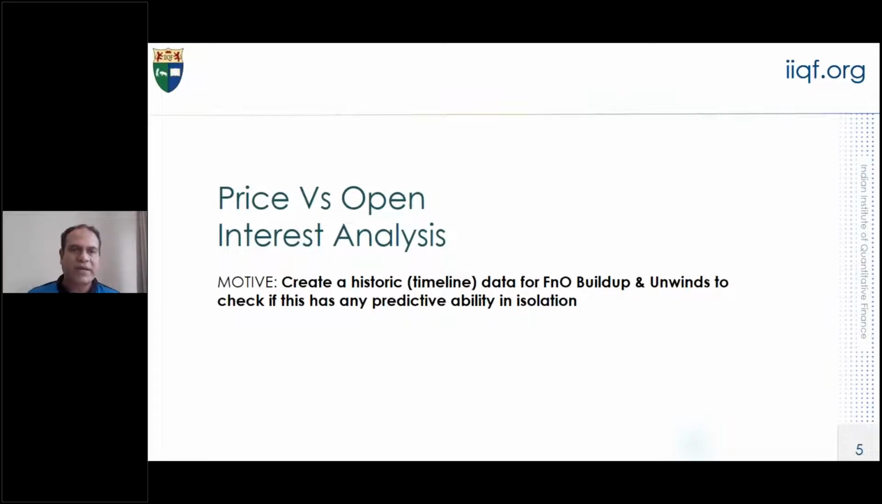Now here the motive is to create a historic timeline of FNO build up and unwind data and see whether it has any predictive ability or not. So we all know that if the open interest goes up and the price is going up, it's a long build up. But have you ever tested it?